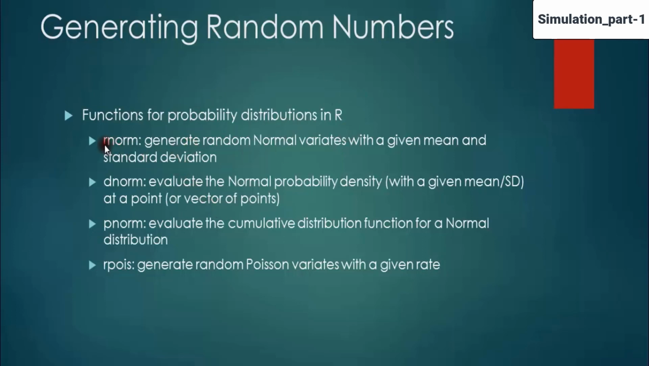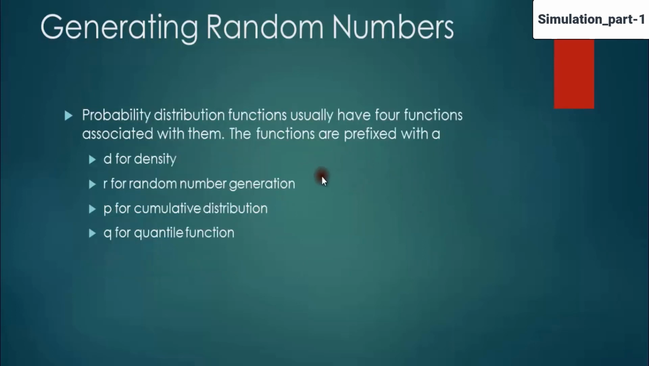Those functions are called rnorm, which generates random normal variates with a given mean and standard deviation. dnorm evaluates the normal probability density with a given mean and standard deviation at a point or a vector of points. pnorm evaluates the cumulative distribution function for a normal distribution. And rpois generates random Poisson variates with a given rate. Now we'll see those in detail.